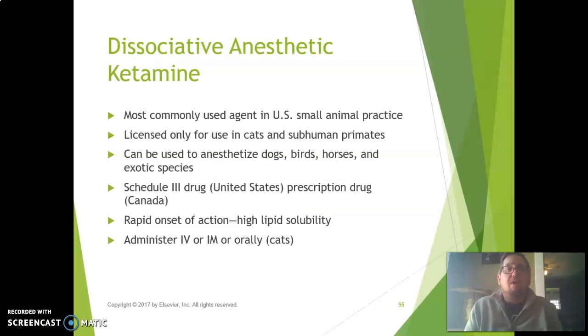Ketamine is most commonly used in the U.S. in small practice. It is licensed for use in cats and subhuman primates. It can be used to anesthetize just about everything, though. It is very, very common on just about every species out there. It is a Schedule III, so it is a controlled substance. It has a very rapid onset of action, and can be given usually IV or IM, or even orally in cats, which means if you have a fractious cat in the cage, you can actually squirt this into their mouth and they will become sedated by it, which is really, really nice.